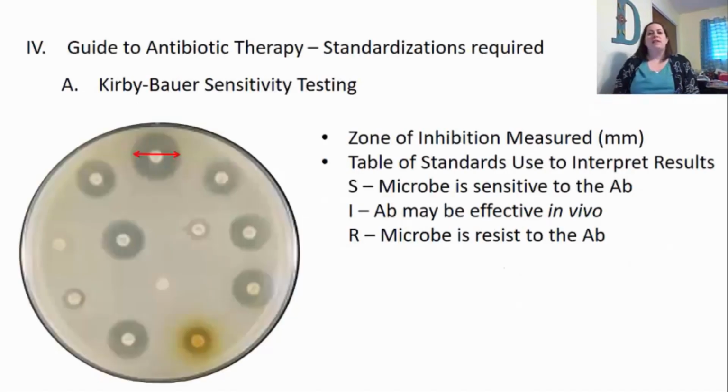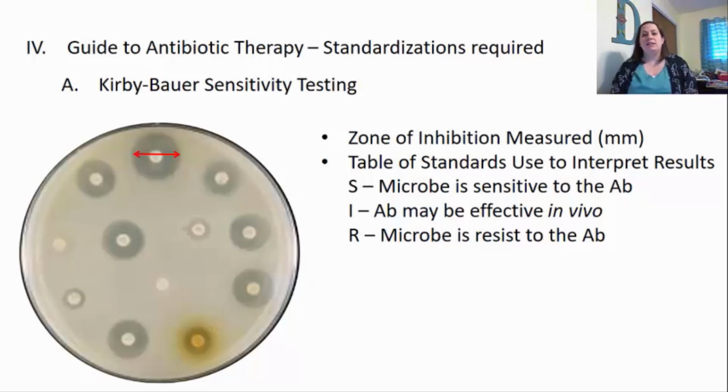So we want to now look at the guide to antibiotic therapy. There's got to be some standardizations that are required in order for this to work. And one way that we want to test the sensitivity of antibiotics is through what we call the Kirby-Bauer sensitivity testing. This is going to be similar to what we saw with the disinfectants and antiseptics, where we're going to look for that zone of inhibition.